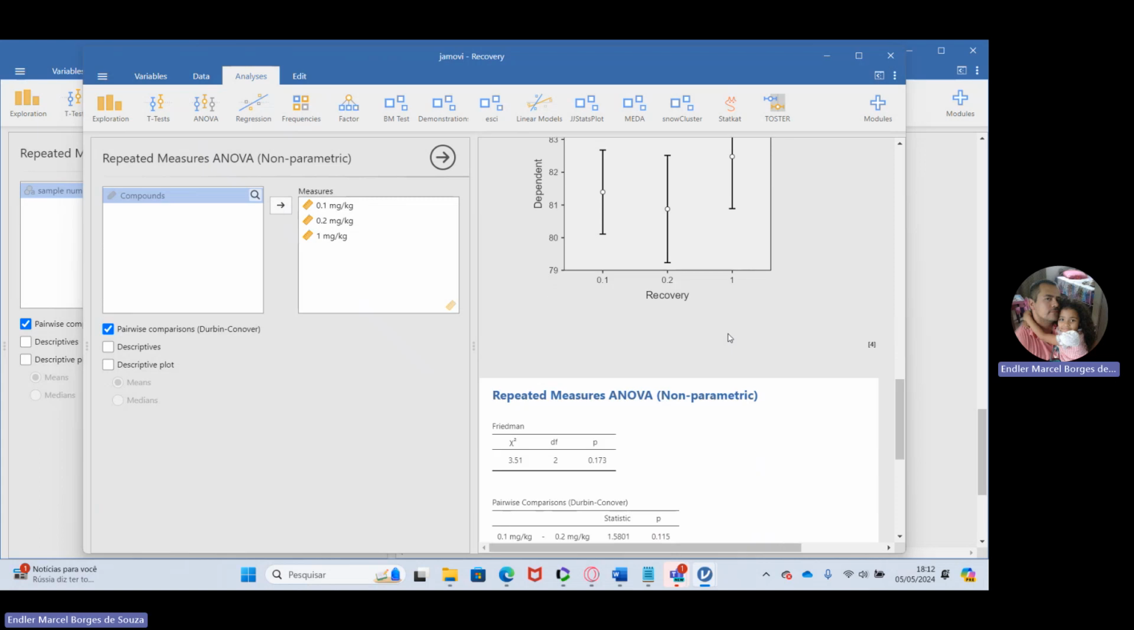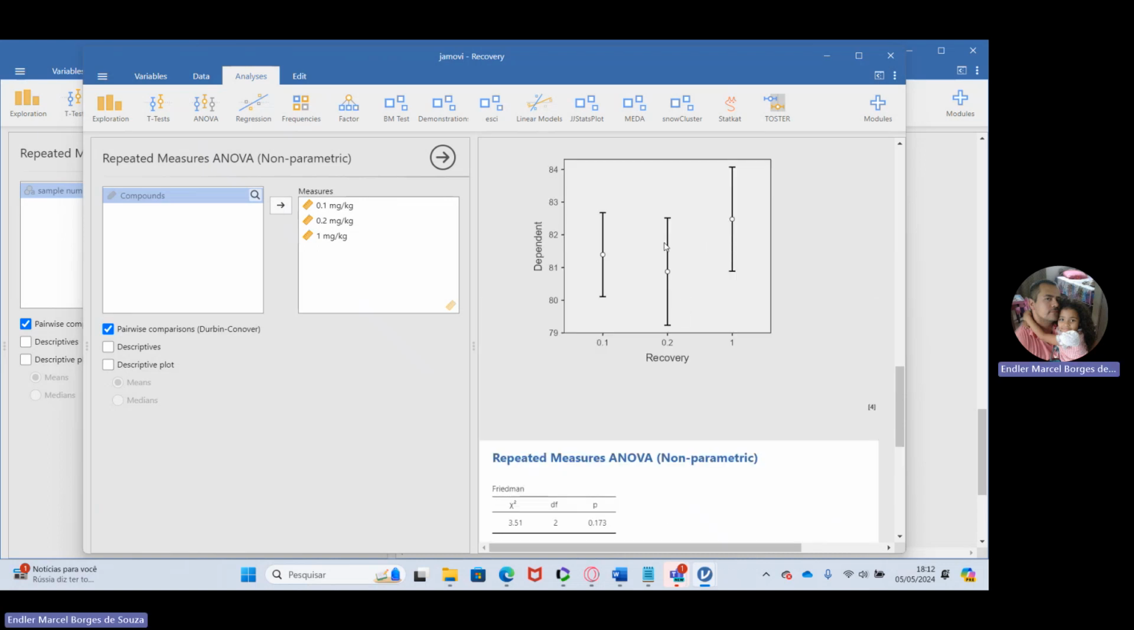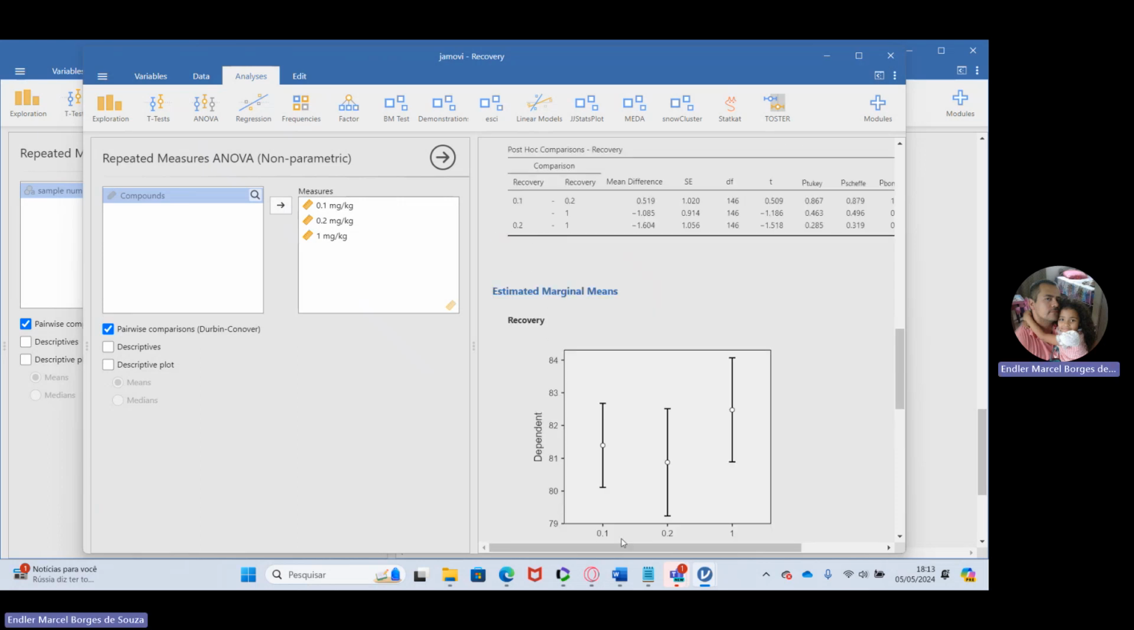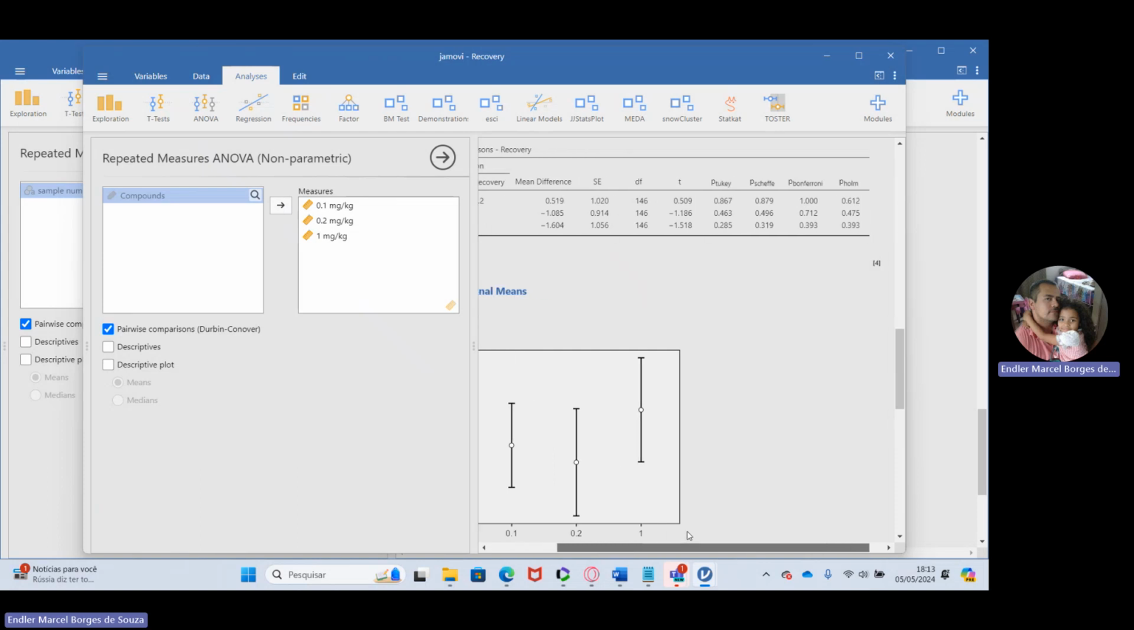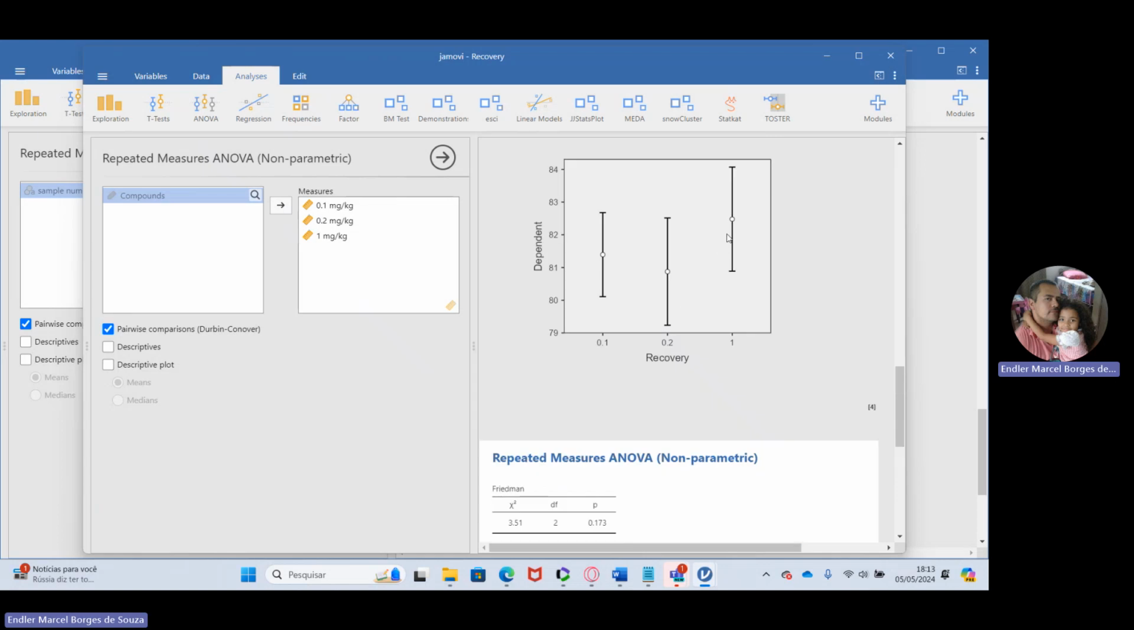Well, we can see that at 1 milligram fortification, there is some difference between the 0.02 and 0.1 fortification levels. You can see some minimal differences, but the parametric test cannot observe this difference, whereas the non-parametric tests have observed it. It can be considered statistically equivalent, but you can see that there is a minimal change between this fortification level and these other two fortification levels.